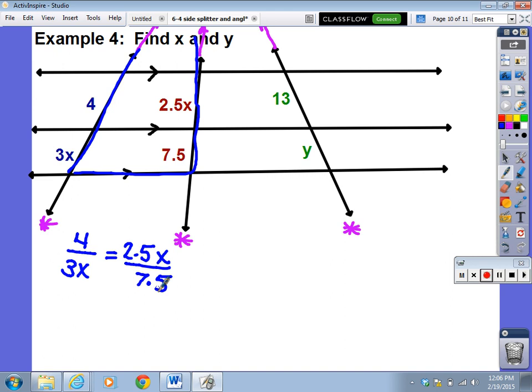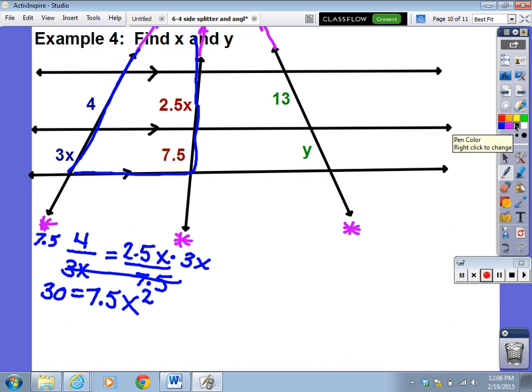Let's get through this now. So multiply both sides by 7.5, multiply both sides by 3x. So our denominators cancel out. What's 7.5 times 4? So we have 30 is equal to, now be careful on this side, 2.5x times 3x is 7.5x squared. Awesome. We're trying to solve for x piece by piece. So what should I do next? Divide by 7.5, divide by 7.5. What's 30 divided by 7.5? 4. So we have 4 is equal to x squared.